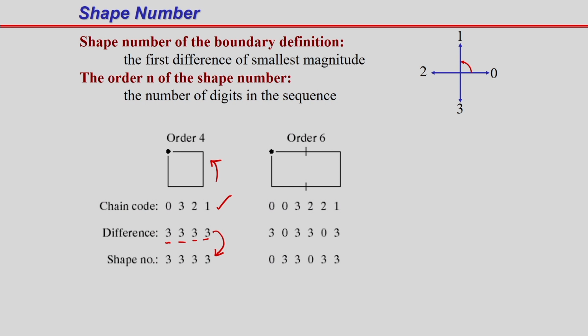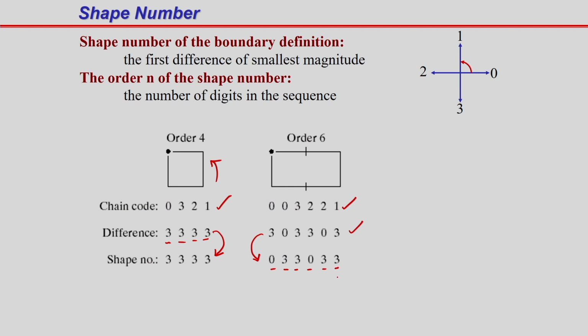In the second case, if I consider order 6, I get the chain code 0, 0, 3, 2, 2, 1 for that boundary. After this I can determine the first difference. And corresponding to this first difference, what is the smallest magnitude? The smallest magnitude will be 0, 3, 3, 0, 3, 3.